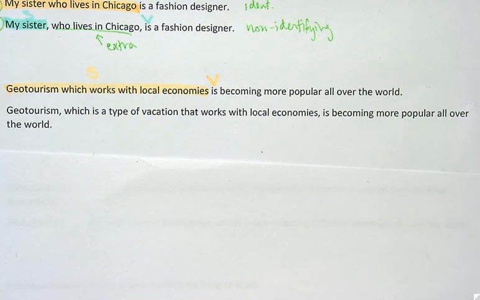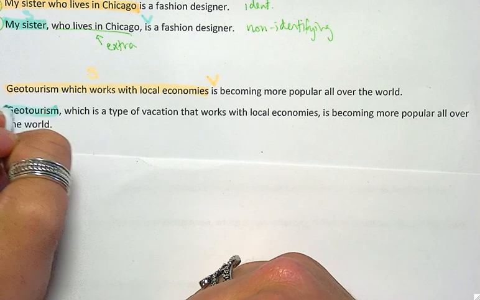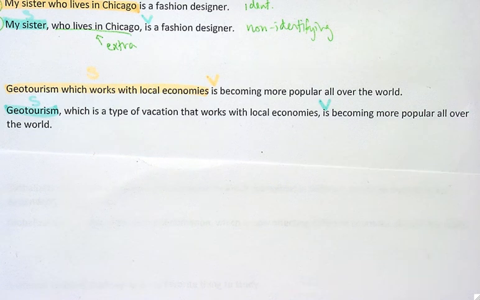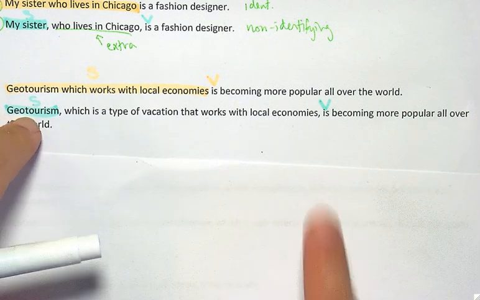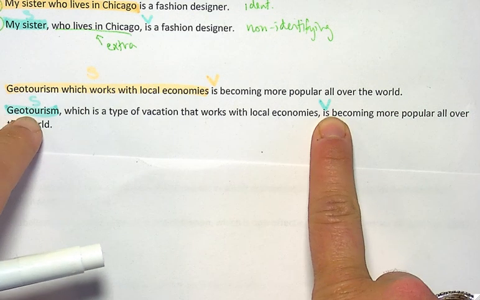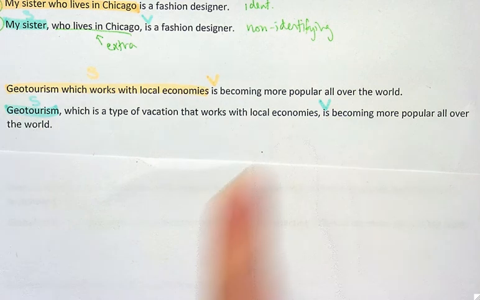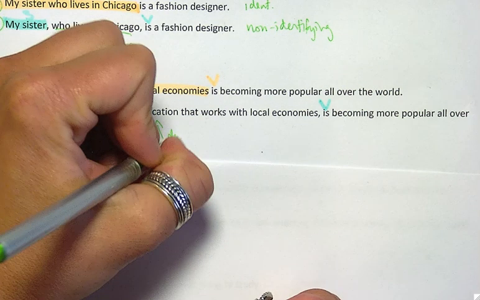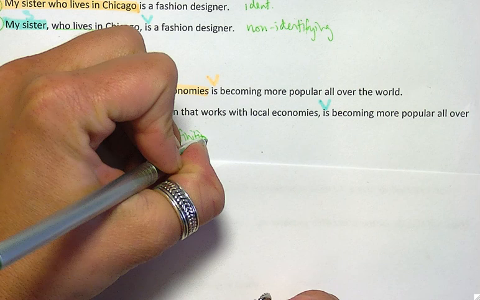In this case, it's not all geotourism, it's a specific local economy geotourism. This adjective is necessary. If we look at number 2, geotourism is becoming more popular. And in this case, we can see that geotourism is becoming more popular means all geotourism is becoming more popular. What is this adjective clause doing in this sentence? What is it functioning as? It's extra information. In this case, this is a definition to help the reader.